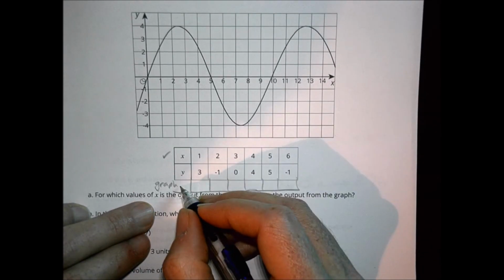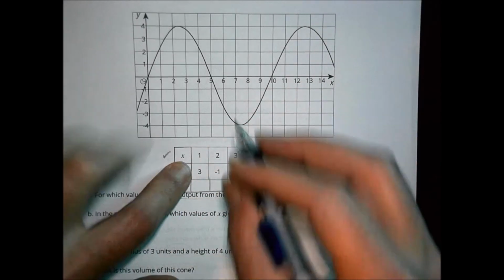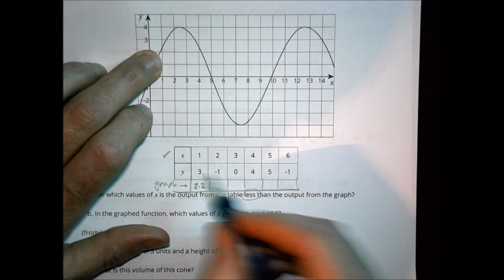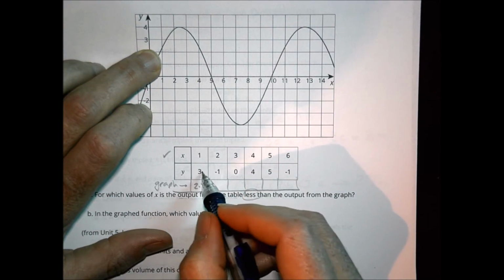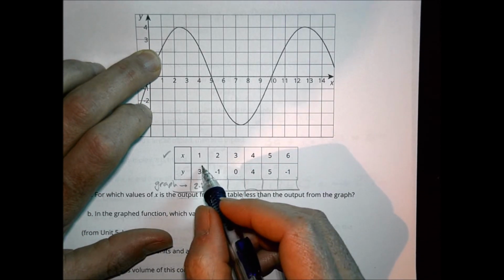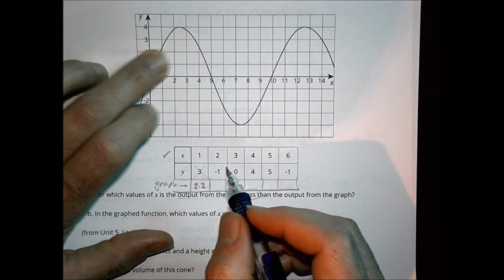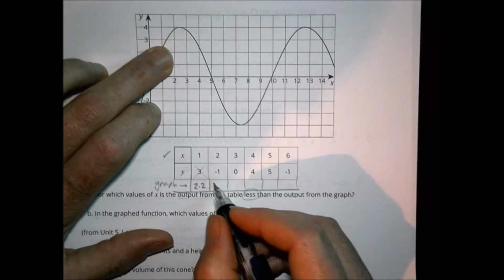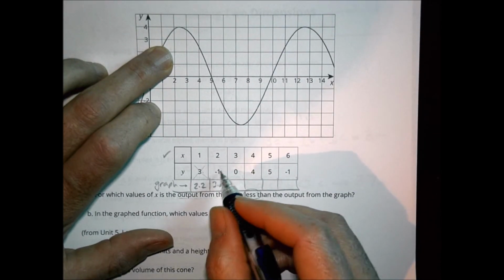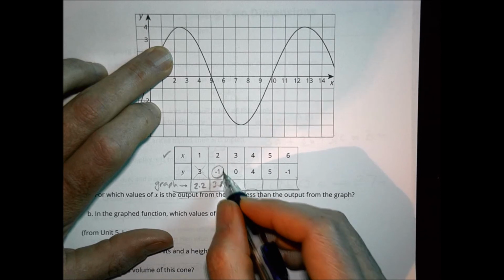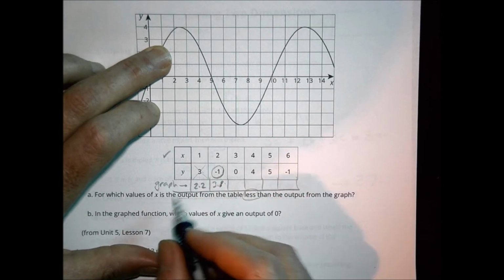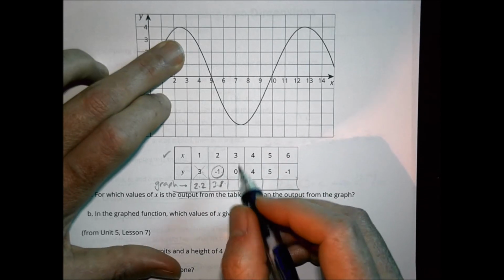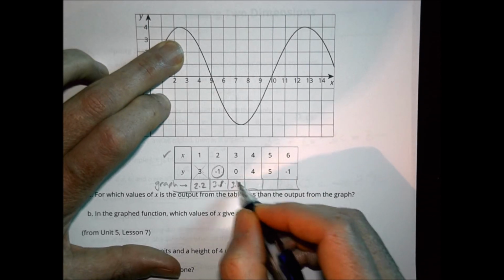Right? So for our graph, when x is 1, y is about 2.2. We want to look for where this is less. Is this less than that? Nope, that's not going to work. It's too big. Next one, when x is 2 in the graph, we're at 3.8. Is this less? Yes, that one is less than that. Answering the first question, right? I wanted to find out where this is less than that. At 3, y is still about 3.8. Is that less? Yes, it is.